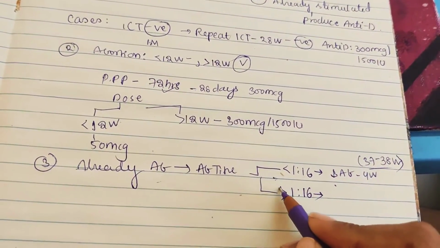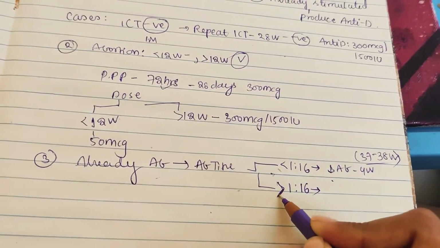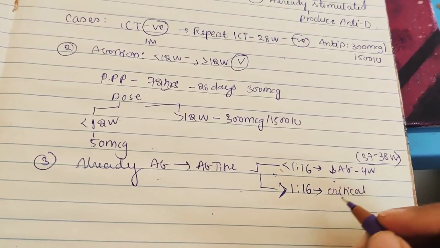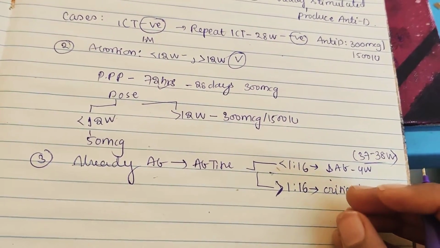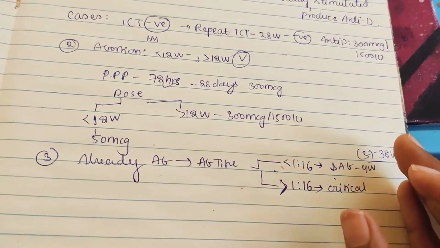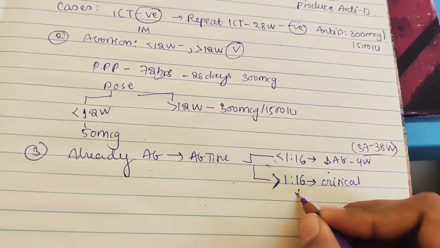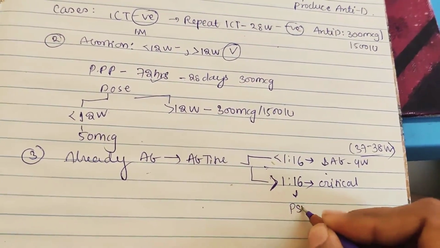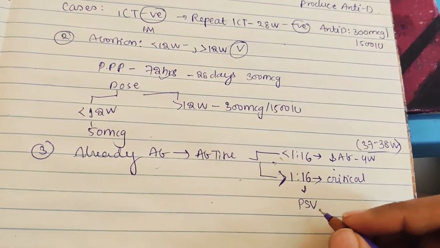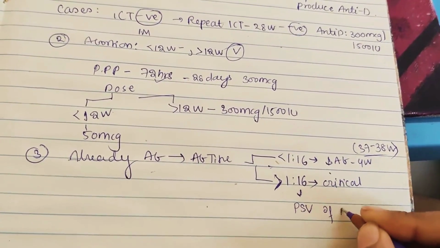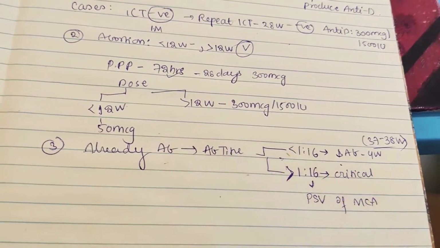But if the antibody titer is greater than 1:16, it is a concern because it is a critical titer. In this case, there is a large amount of antibody, so it completely destroys the fetus, leading to severe fetal anemia. The next step you need to do immediately is the PSV, that is, the peak systolic velocity of the middle cerebral artery Doppler. You need to do that.